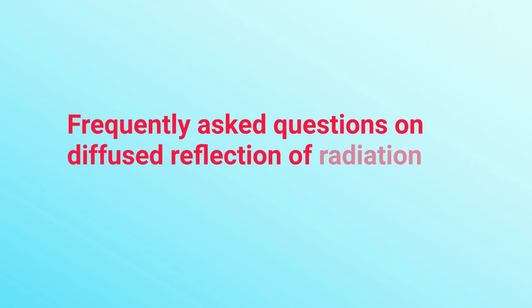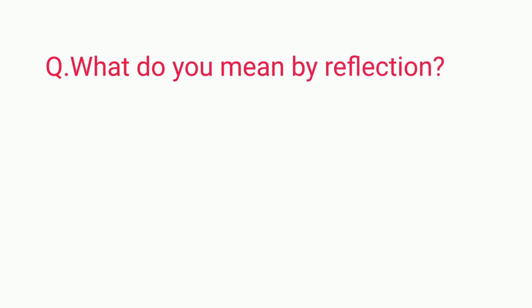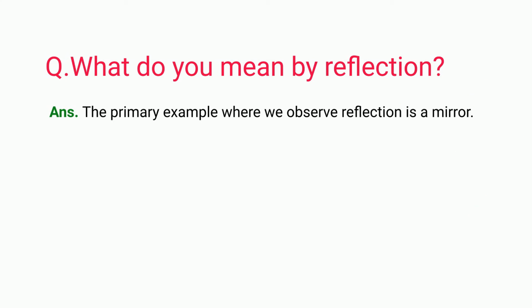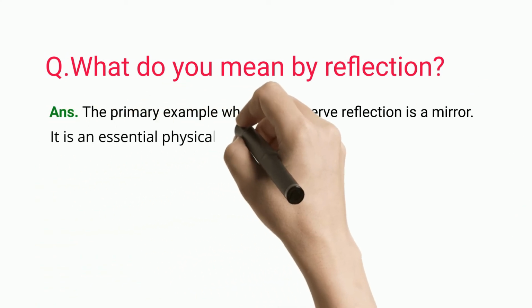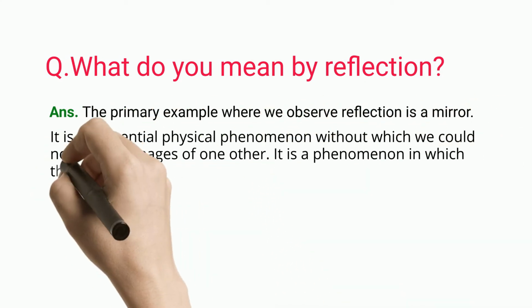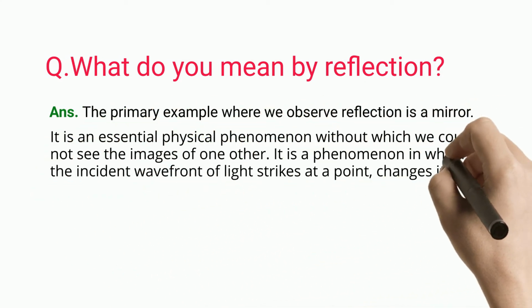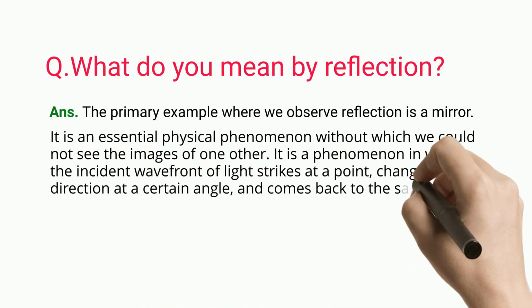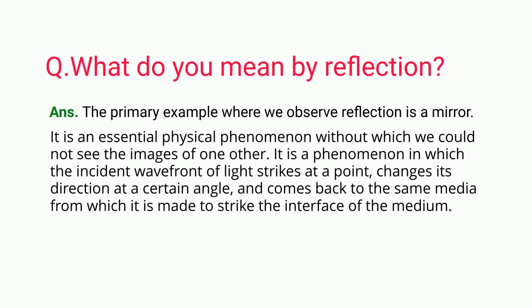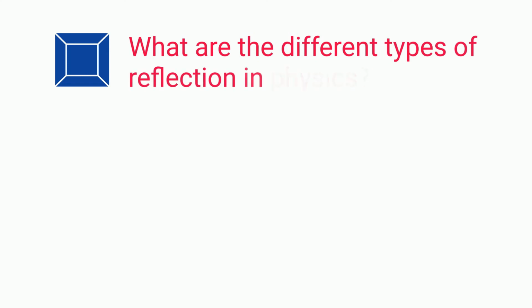Frequently asked questions on diffused reflection of radiation, FAQs. What do you mean by reflection? The primary example where we observe reflection is a mirror. It is an essential physical phenomenon without which we could not see the images of one another. It is a phenomenon in which the incident wavefront of light strikes at a point, changes its direction at a certain angle, and comes back to the same medium from which it is made to strike the interface of the medium.